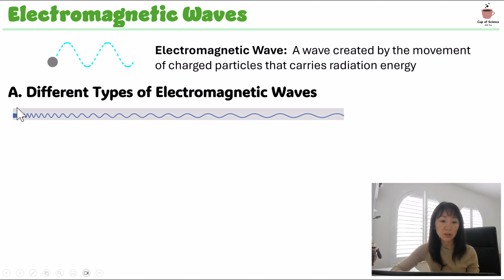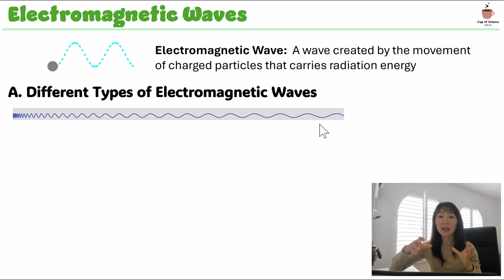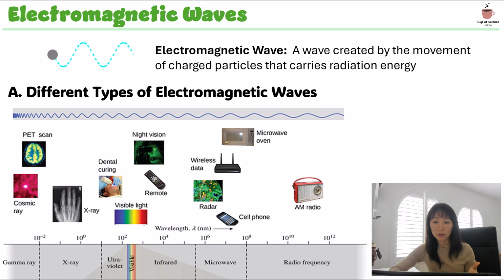Some are very short like this, and some are very long like this. Depending on how the radiation waves look, it's going to generate different electromagnetic waves. Here is a spectrum of electromagnetic waves. Something very short like this, we're looking at gamma ray. Something a little longer would be X-ray, then ultraviolet, visible, infrared, microwave, and radio frequency.